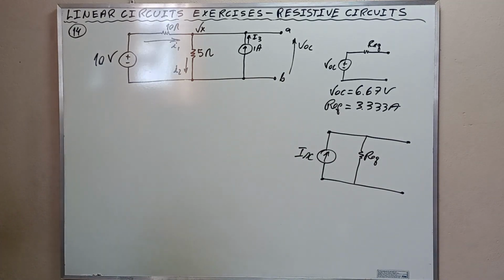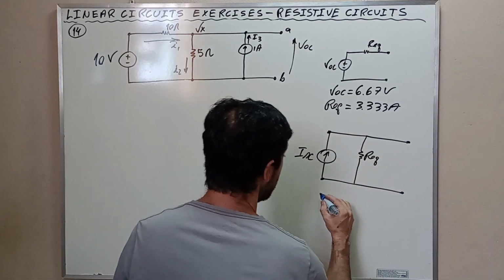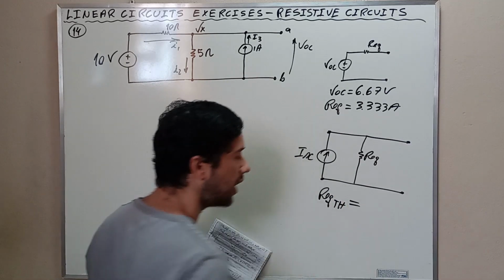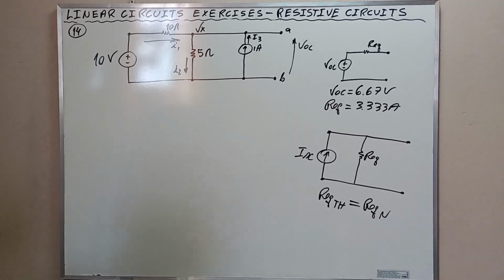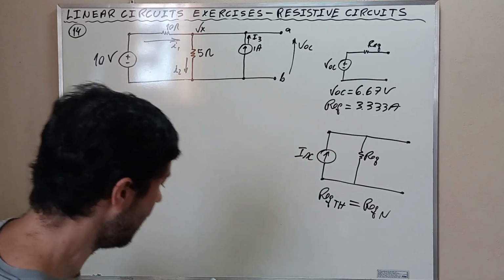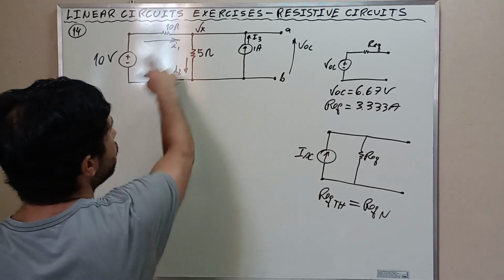Alright, my friends, and observe, this is a detail, observe that this is the same. The equivalent resistance for the Thevenin equivalent circuit is precisely equal to the equivalent resistance for the Norton equivalent circuit. Okay, my friends, we know that for both the Norton and the Thevenin equivalent circuits, the resistance is the same. Okay, that's the equivalent resistance that serves for both circuits. Okay, and to calculate this, we don't need to use all this.